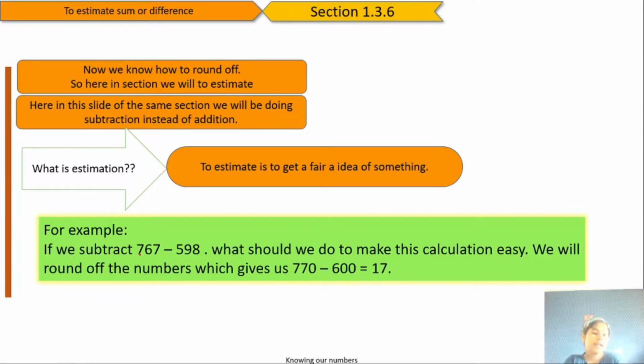If we subtract 767 and 598, what should we do to make the calculation easy? We will round off the numbers which gives us 770 minus 600 equals 170. Wasn't this calculation easy? Yes, it was. But if we would have done number by number, it would have taken us a long time. So this makes our calculations easy.